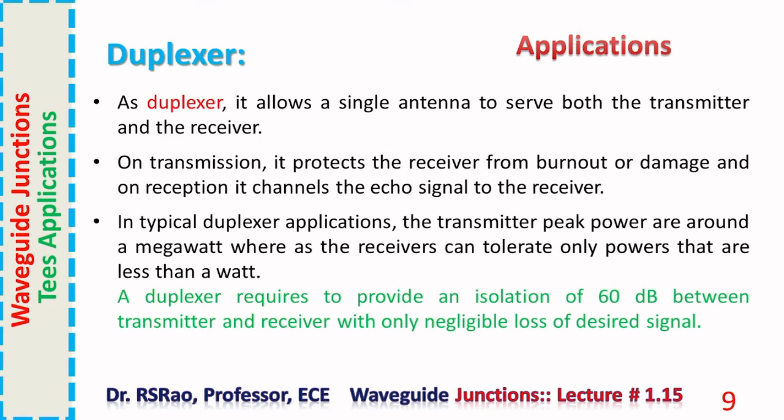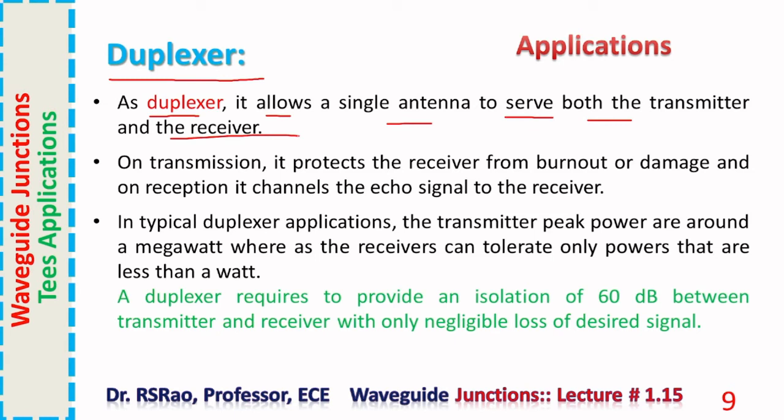We consider another important application of 3-port T's in the design of duplexer assemblies. What are duplexers? Duplexers allow a single antenna to serve both the transmitter and receiver. In any wireless communication system, usually transmitter requires one antenna, receiver requires another antenna. So two antennas are required. But when a duplexer is used, a single antenna can be used both for transmission as well as reception.